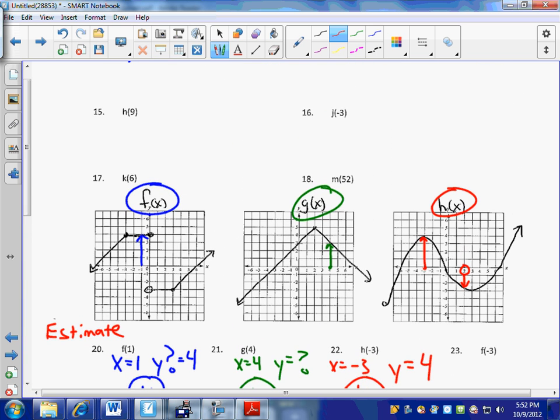So you can finish off those problems and the others from the front side. Please turn this in by the end of the hour, and we'll talk more about domain and range tomorrow.